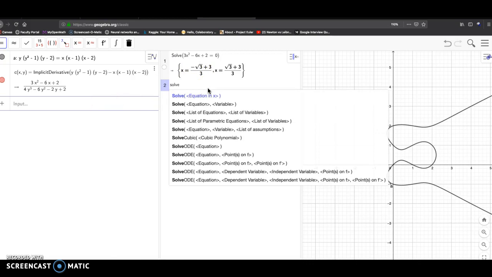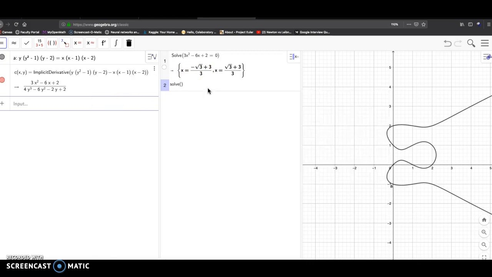I could also do solve equation in x. And since in my GeoGebra, the implicit derivative is defined as c of x comma y, if I do c parentheses x comma y equals 0, I'm going to get the same exact answer because that's setting the implicit derivative equal to 0, and GeoGebra knows to ignore the denominator, and we're looking for when the numerator equals 0.